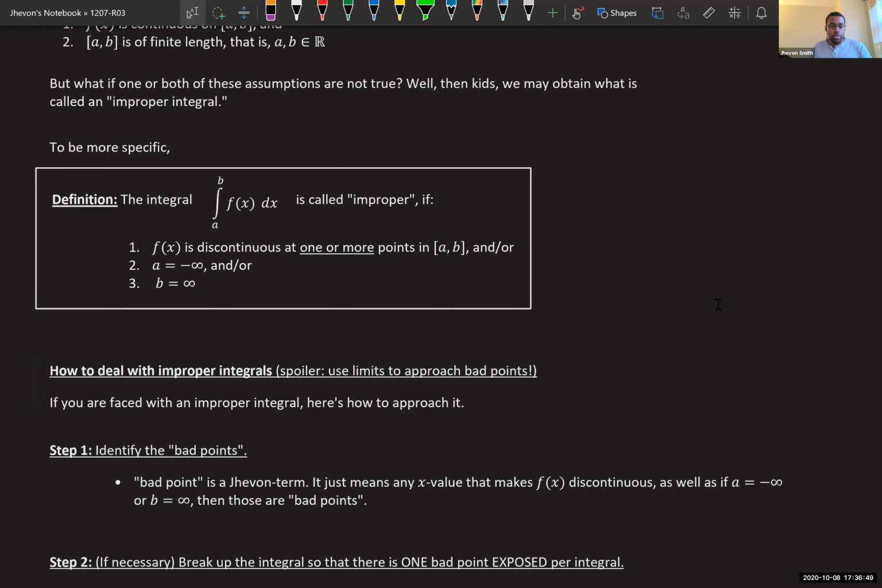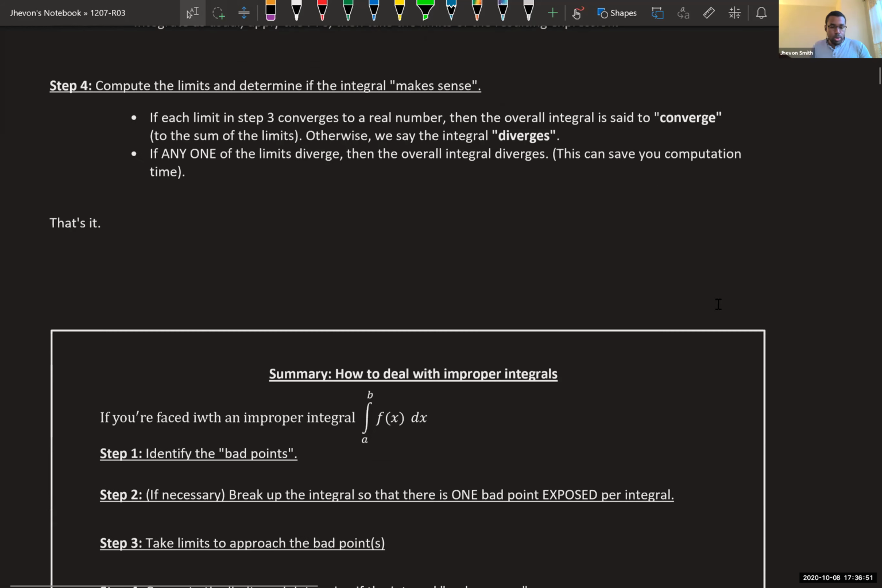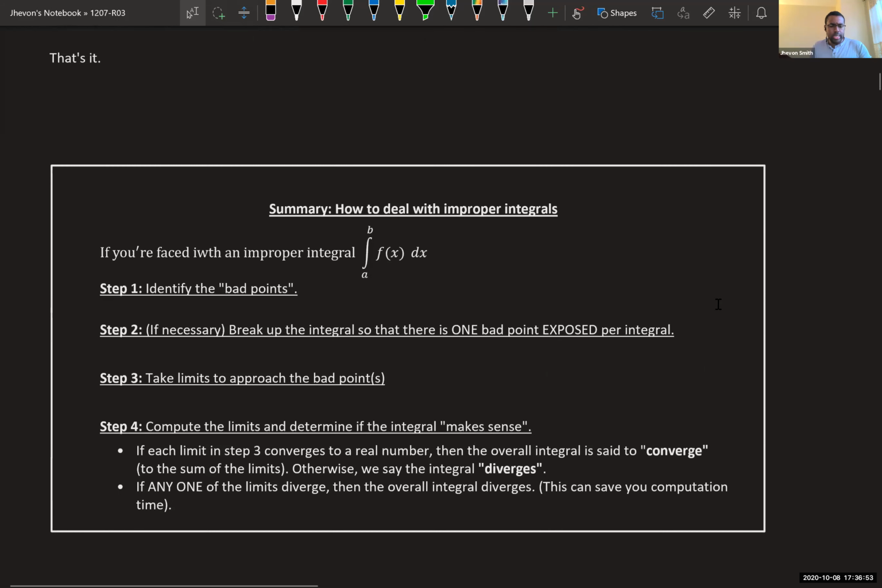The approach for this, we actually do have an approach, which I summarize here, is first for you to identify the bad points. Identify the points that don't make your function continuous. Identify whether or not you're in an infinite interval, and so on and so forth. So you want to first identify all the issues that would make the integral you're looking at improper. The next step is to actually break up the integral, right?